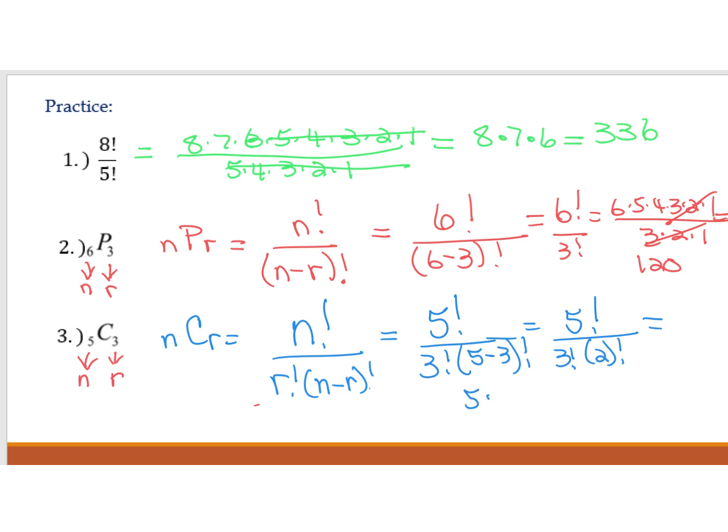This is 5 times 4 times 3 times 2 times 1. 3 factorial is 3 times 2 times 1. And 2 factorial is 2 times 1. Okay, my 3 times 2 times 1's will cancel out. That will give me 20 on top divided by 2, which is 10.